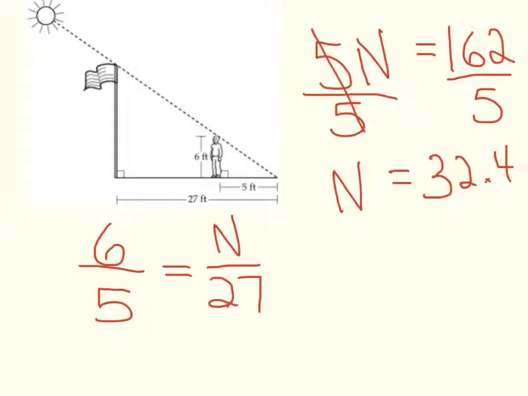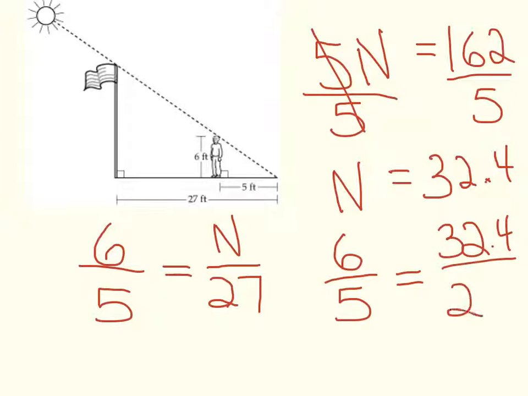Now let's just do one last thing. We have our original height to shadow of 6 to 5, 6 feet to 5 feet, and we're now saying that that is equal to 32.4 feet to 27 feet. We can prove that this is correct by coming back and doing our cross products here, and we find that 6 times 27 is 162, and 5 times 32.4 gives me 162. We know that we have done this correctly because we have a resulting proportion where the cross products are equal.